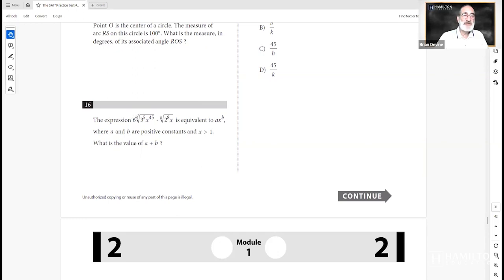Question 16. The expression 6 times the 5th root of 3 to the 5th times x to the 45th, all under the radical, times the 8th root of 2 to the 8th times x, all under the same radical, is equivalent to a times x to the b, where a and b are positive constants, and we want to know what's the sum of a and b.